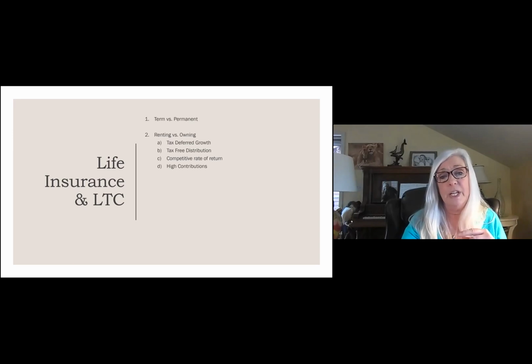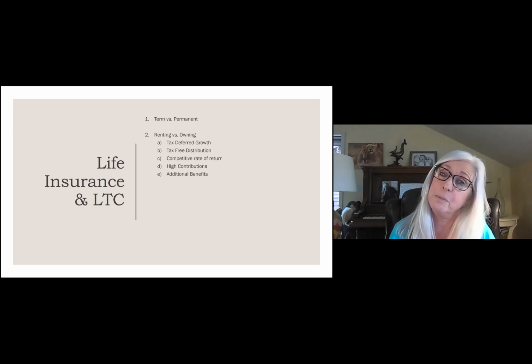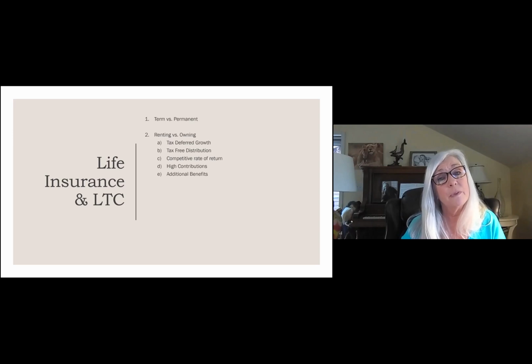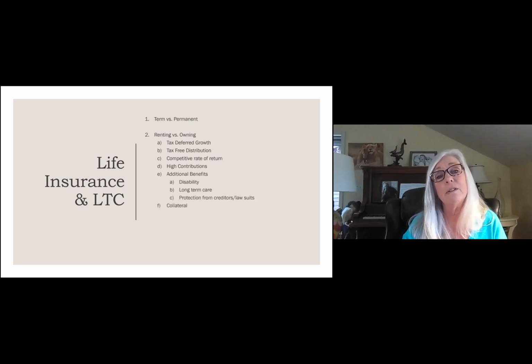But the real key thing is that you've got additional benefits with life insurance. Of course, you've got a death benefit, much higher than what the premium is. You've got, in some cases, long-term care benefit. You've got protection from creditors and protection from lawsuits. So life insurance becomes this incredible tool. You can collateralize a permanent life insurance policy. It's safe. There's a no loss provision.